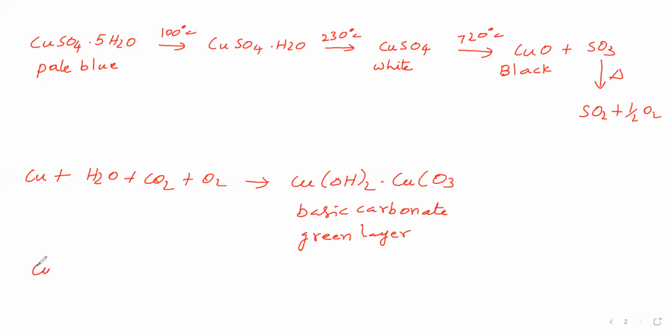Next, copper does not dissolve in dilute HCl. Copper, silver, gold, mercury do not dissolve in dilute HCl. Now copper dissolves in concentrated HCl. Here copper gives a complex, H2CuCl4, which is soluble, and we are getting hydrogen gas. Copper dissolves in concentrated HCl due to formation of complex and hydrogen gas. Copper undergoes oxidation and becomes Cu2+. H+ undergoes reduction and becomes hydrogen gas.